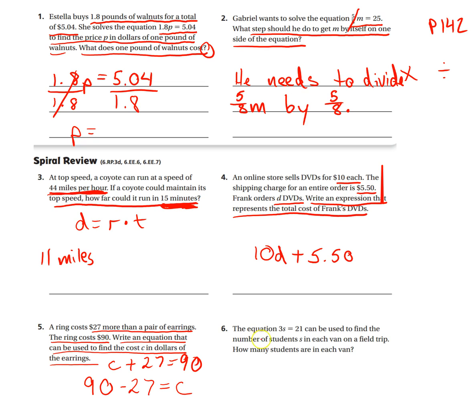All right, and number C, 3S equals 21 can be used to find the number of students in each van on a field trip. How many students are in each van? Well, this is 3 times S equals 21, so we have to divide both sides by 3. That's going to give you S on the left side, and then 21 divided by 3 will help tell you how many students. And I'll let you go ahead and finish that on your own.